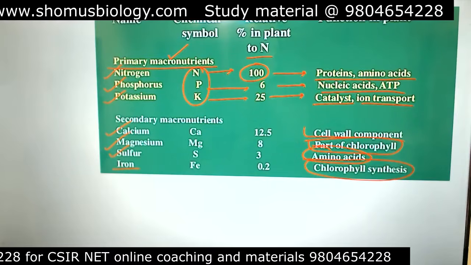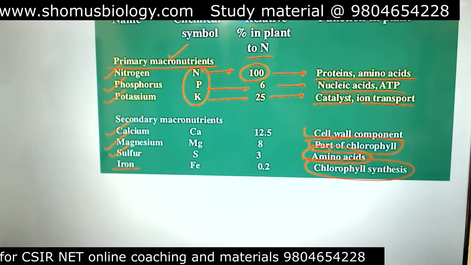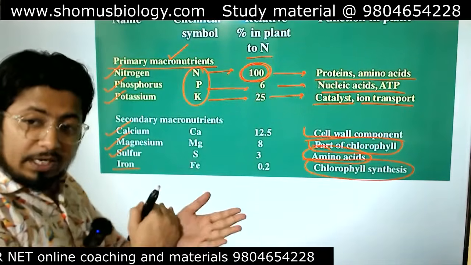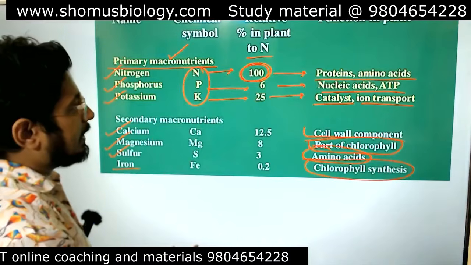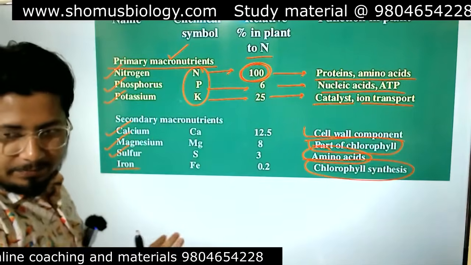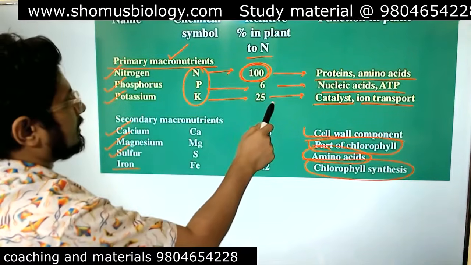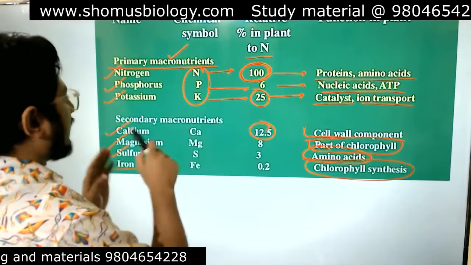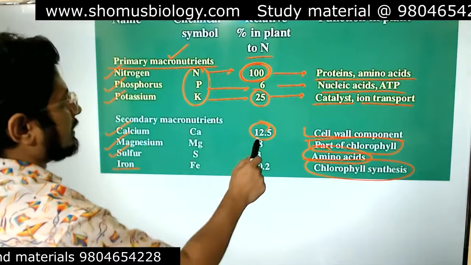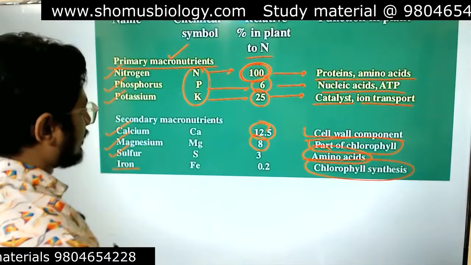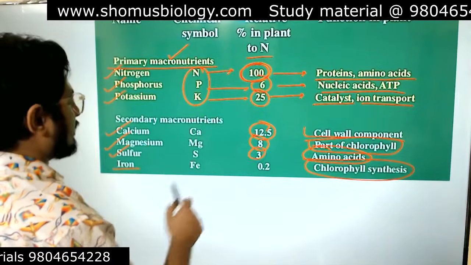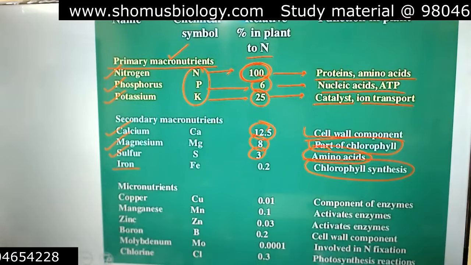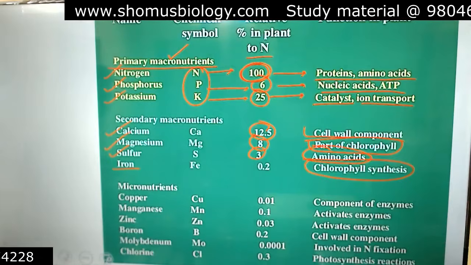And what is the total relative percentage in the plant to nitrogen? Nitrogen is 100%, but relative to nitrogen, how much percentage are the rest of them present? Potassium is near 25% of the total nitrogen, 12.5 is calcium, then 8 is magnesium, 6 is phosphorus, 3 is sulfur, and iron is very low, 0.2.